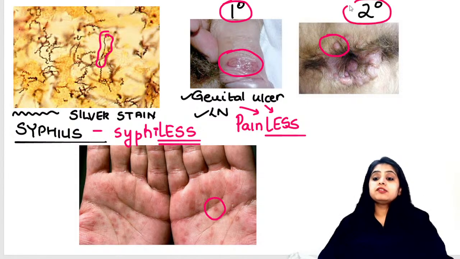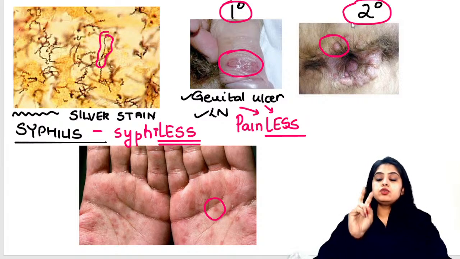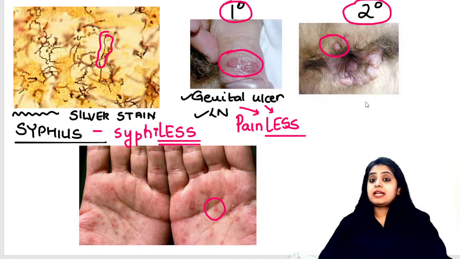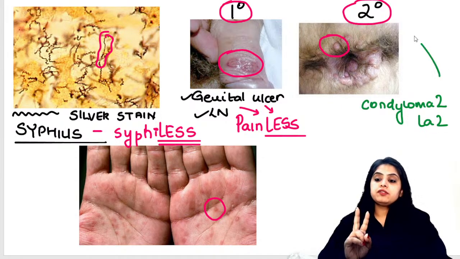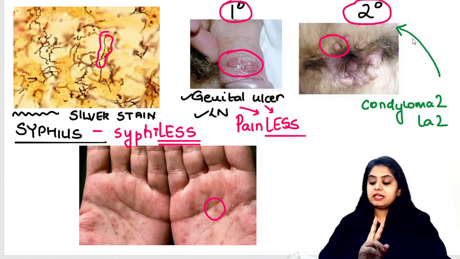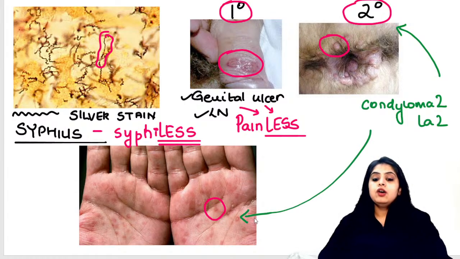When I'm talking about secondary, so remember two means secondary, two, so condyloma lata. So that is how we define it. These nodules that you finally see, condyloma lata is how I have learnt it. So remember, condyloma lata. This is what you see in which part of syphilis? You see it in the two, the secondary syphilis, and the same secondary syphilis also shows you this rash that is present on the palms.